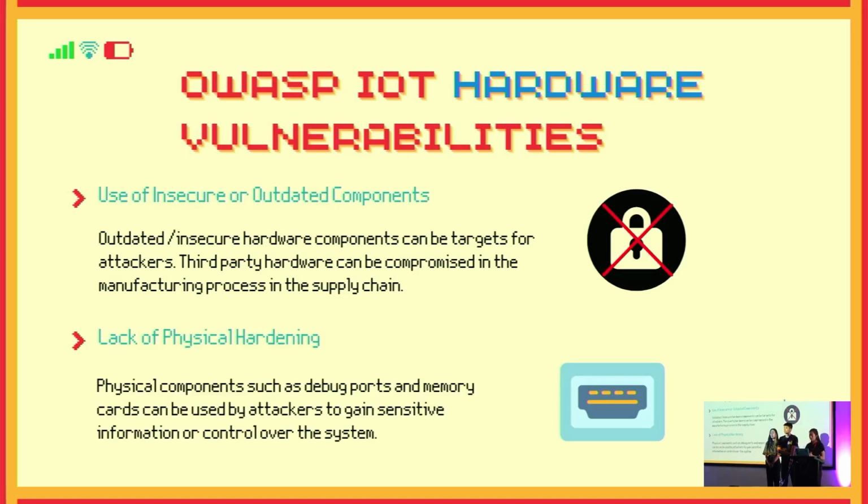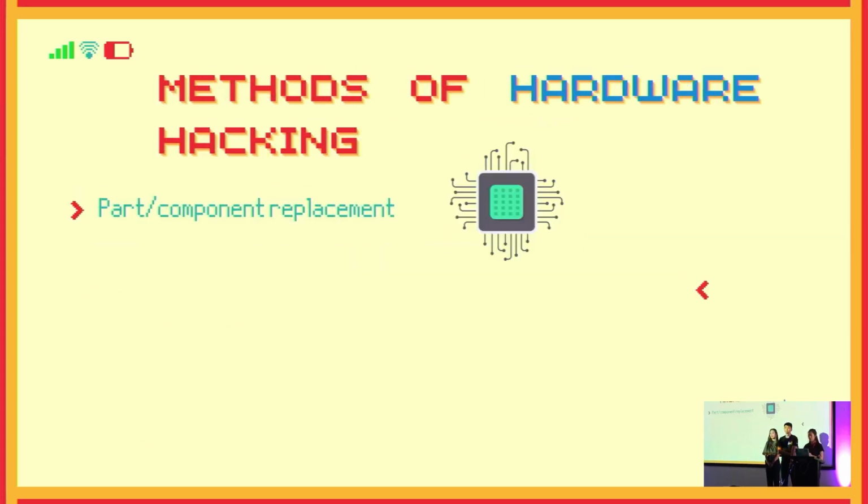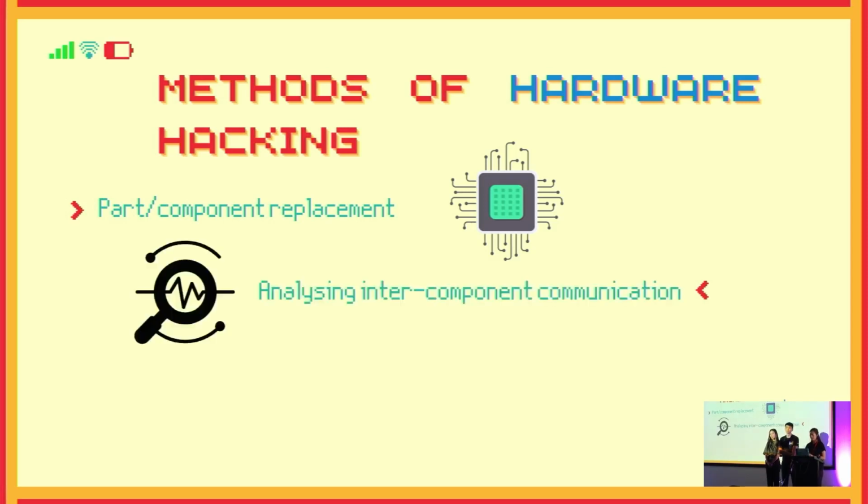And our second vulnerability is the lack of physical hardening. Physical components such as debug ports and memory cards can be used by attackers to gain sensitive information or control over the system. And we'll also be going through 3 methods of hardware hacking. So first, part/component replacement, analyzing inter-component communication, and looking at debug ports.